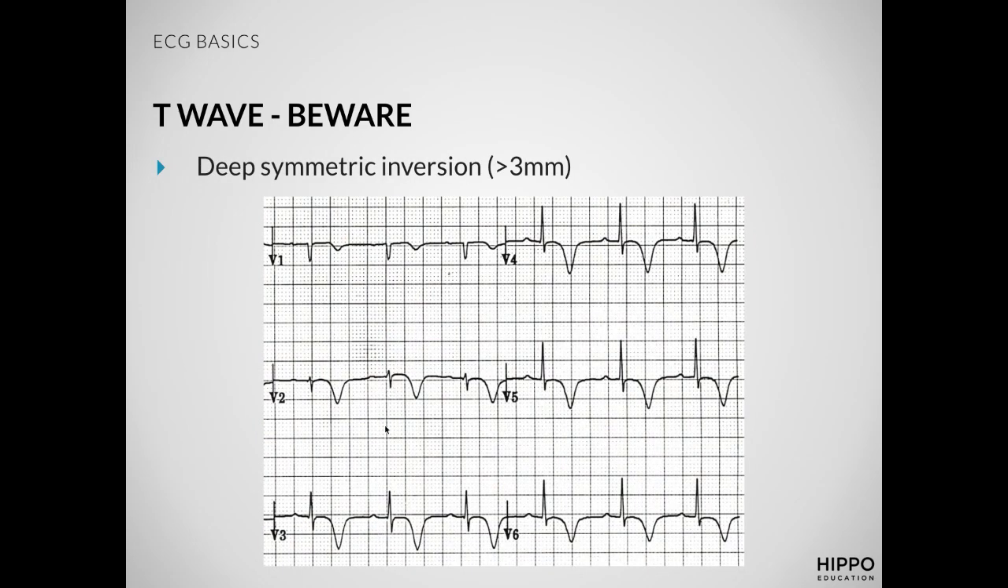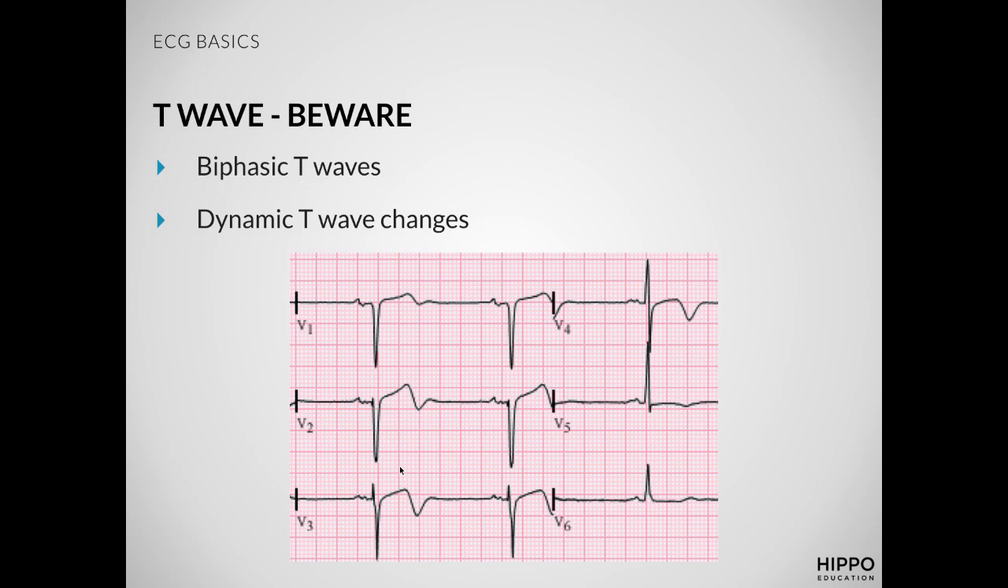Also, especially in the right precordial leads, lead 2 and lead 3, V2 and V3, you want to be concerned if there's deep symmetric T wave inversions greater than 3 millimeters. That's suggestive of a Wellens syndrome. That's going to be left anterior descending coronary artery problems. And so, similarly, another Wellens morphology is biphasic T waves in V2 and V3, especially when you have a positive to negative deflection of the T wave. That is concerning for ongoing ischemia.